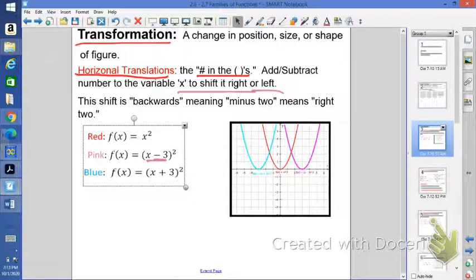The blue is f of x equals x plus 3 squared. So here we're adding 3 to the x. The plus 3 is inside the parentheses with the x. When we add to the x, we're moving left. So we're going to take this parent function right here and move every single point to the left 3. So those are horizontal translations.